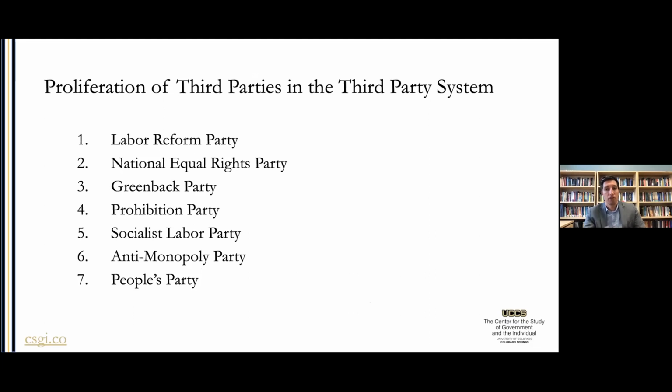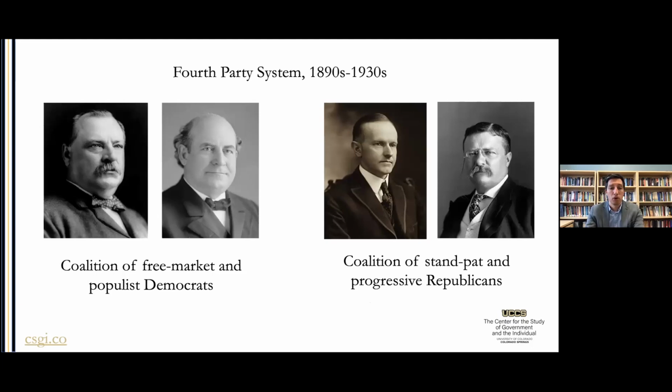There was a variety of third parties that emerged in the third party system. I won't talk about them, but in the fourth party system, most of these third parties were adopted into one of the two major parties. And during the fourth party system in the early 20th century, the Democratic Party was really a coalition of free marketers like Grover Cleveland and a new wing of the party called Populists, led by William Jennings Bryan, who was nominated three times, although he never became president.